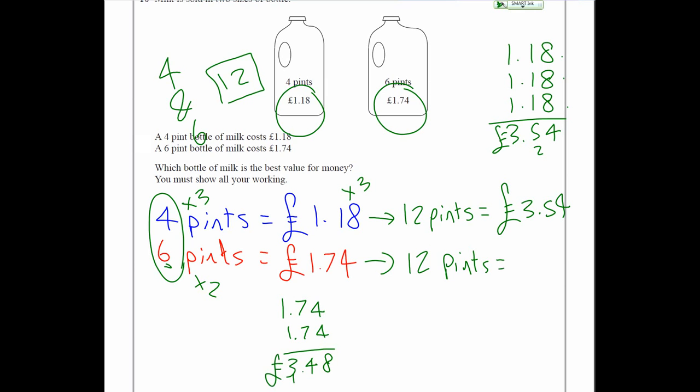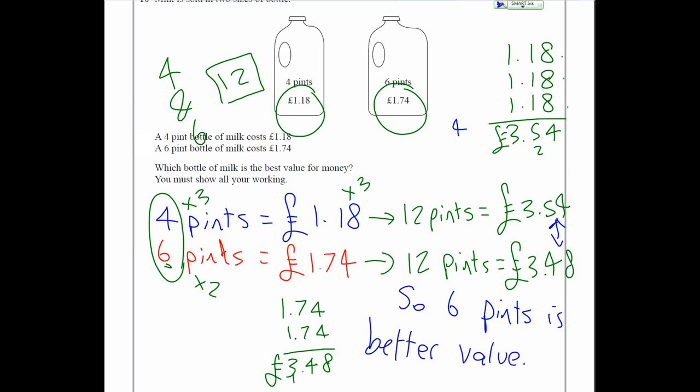So now we think about which one is cheaper. Okay, and we can say, so 4 pints is more expensive. We want to write which one's cheaper. So 6 pints is, you can even show off and say that's a difference of 6p for 12 pints. But you can just say 6 pints is better value.